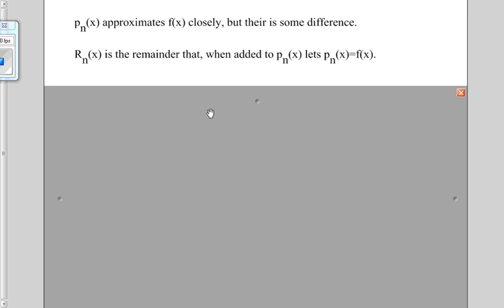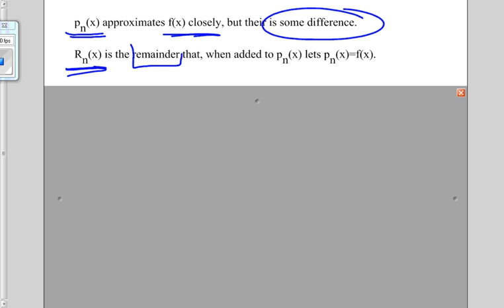If n isn't infinite, so for finite values of n, p sub n will approximate f of x very closely, but there will be some difference. So again, this is for n not approaching infinity, which is a reasonable assumption. We want to be able to find out that difference. And that difference we're going to call r sub n of x. It's the remainder that if we added to p sub n of x would let them equal each other.